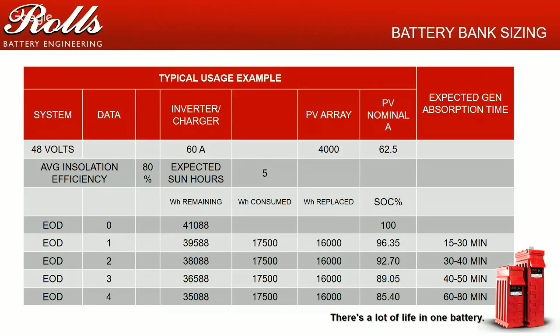If you have to run your generator 5 to 6 hours every other day, versus running it 5 to 6 hours every 8 to 10 days, which system do you think is going to cost the customer the least in the long run?